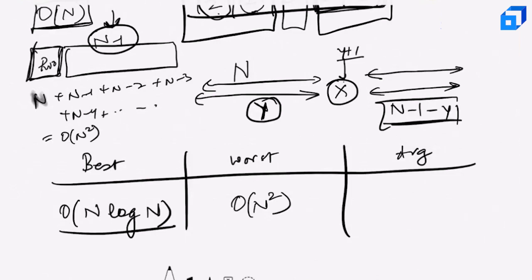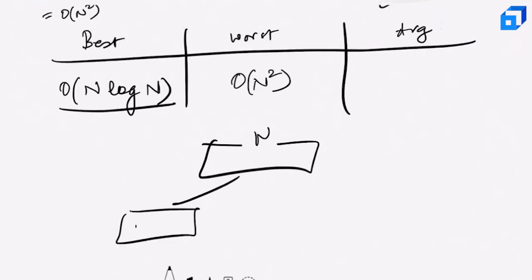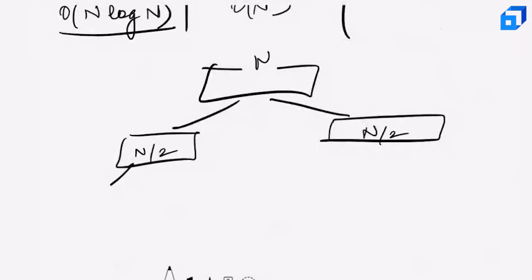Does this make sense? Why is the best case order of n log n? Why is the worst case order of n square? Just in terms of how we choose the pivot. If we are really, really good with choosing the pivot, then we end up choosing the median as the pivot. That means it divides the array into 2 equal halves, which is exactly the kind of thing that we did in merge sort, right? You start with an array of size n, you end up with 2 equal halves of size n by 2 each, which you have to sort, which again will split further into n by 4 if you again choose the median.